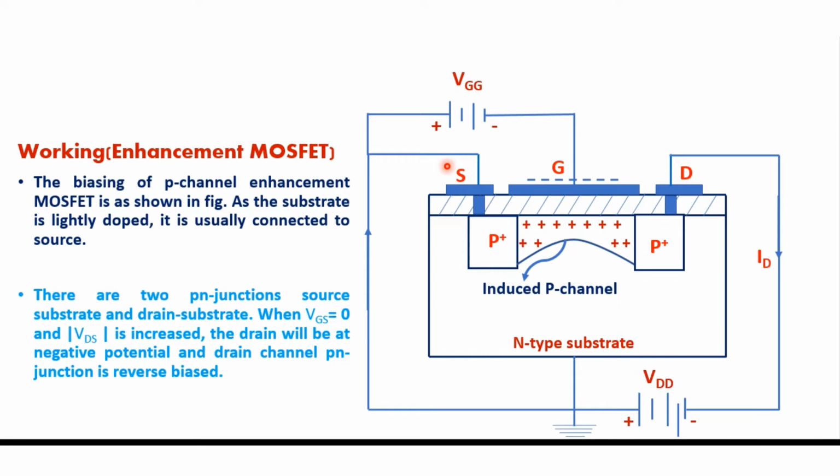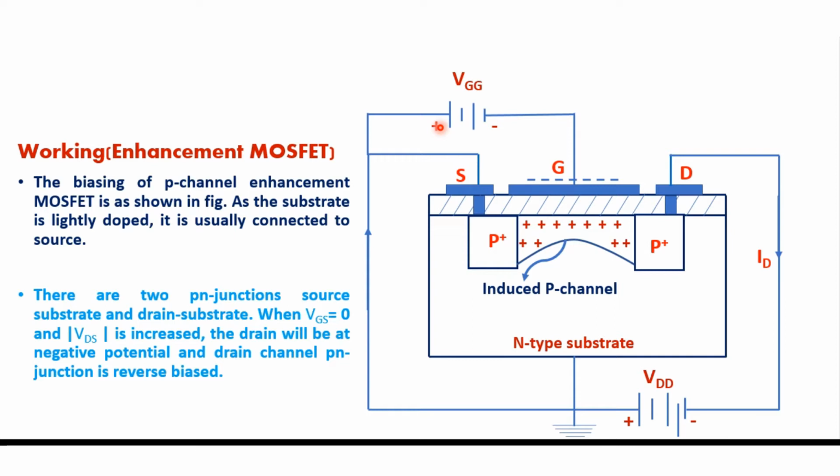When the gate to source voltage is 0, that is, the gate is short circuited to the source, that is S, and the drain is at negative potential, this drain will be at negative potential with respect to the source. So it is found that the drain current will be equal to 0. That is, no current will be flowing between drain and source. This is because the junction between this P-type drain and N-type substrate is reverse biased, and due to this a very small current, that is ID, will be flowing due to minority carriers.